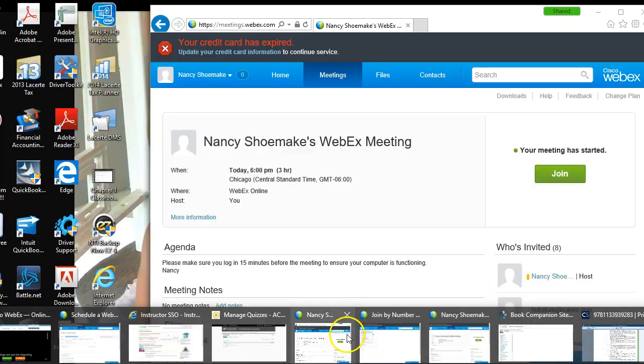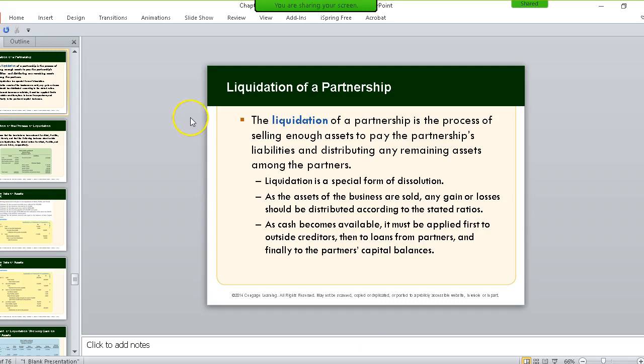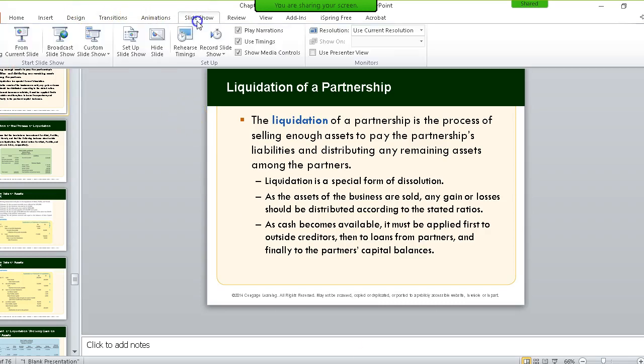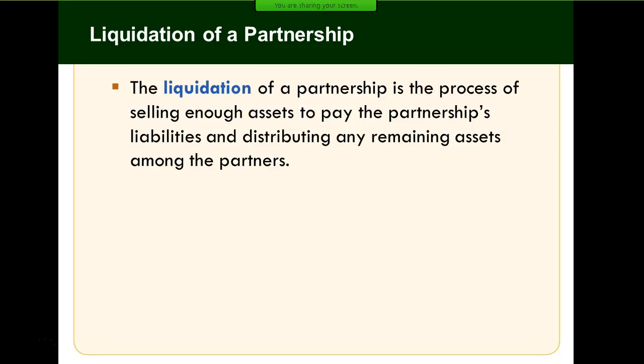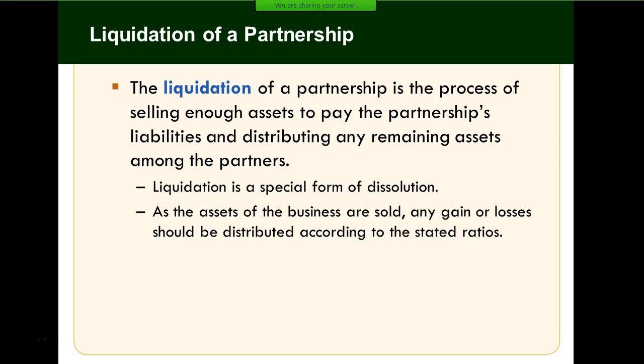Okay, let's go back to the PowerPoint here. And now we're going to talk about totally liquidating the partnership. So liquidating the partnership is selling enough assets to pay the partnership's liabilities and distributing any remaining assets among the partners. So it's basically dissolving the partnership.